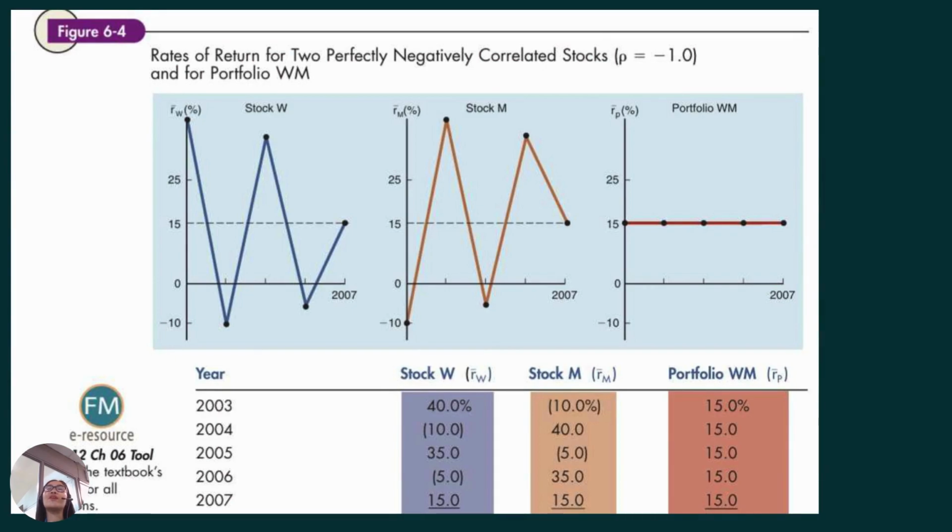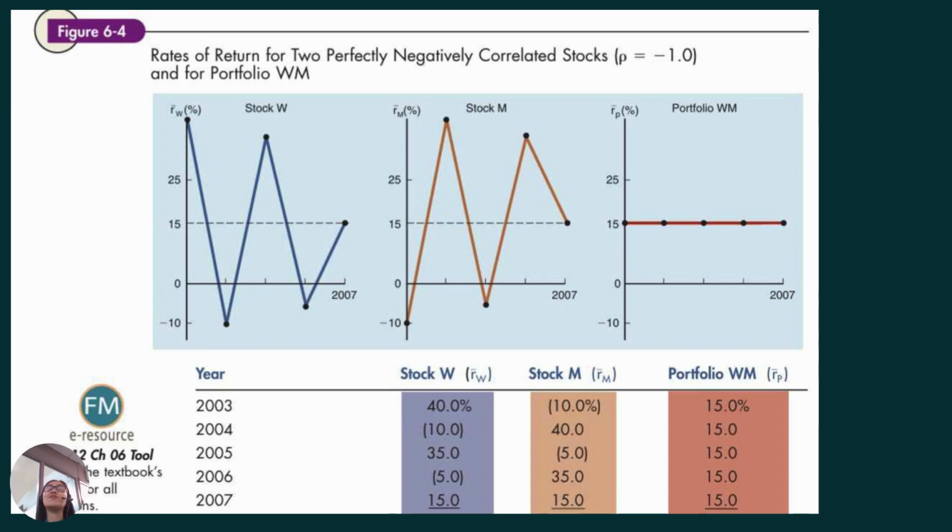Okay, to illustrate the effect of combining assets, consider the situation in figure 6-4. The bottom section gives data on rates of return for stock W and M individually, as well as for the portfolio invested 50% in each stock. So the three graphs plot the data in a time series format. The two stocks would be quite risky if they were held in isolation, but when they are combined to form portfolio WM, they are not risky at all.